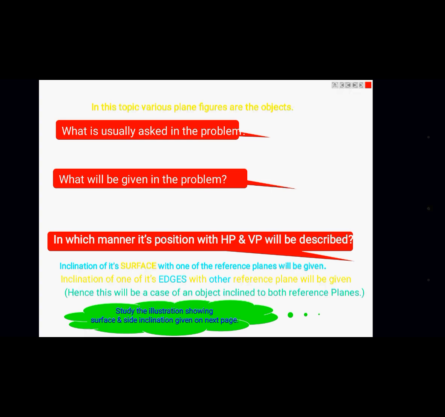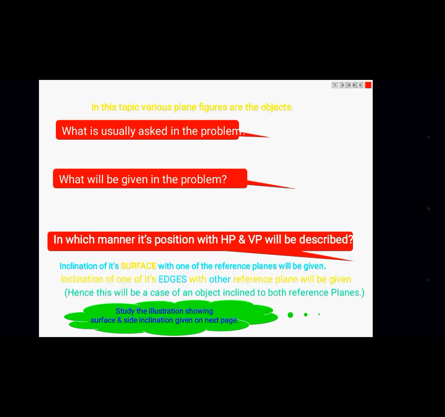So this is about category 1 and category 2. In the first category it's an HP resting lamina, in the second category it's a VP resting lamina. In HP resting lamina, all the top views will be a regular shaped lamina in the initial position, and all the front views will be a 0 degree line in the initial resting position.